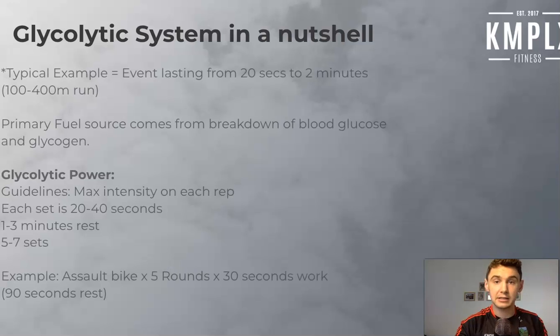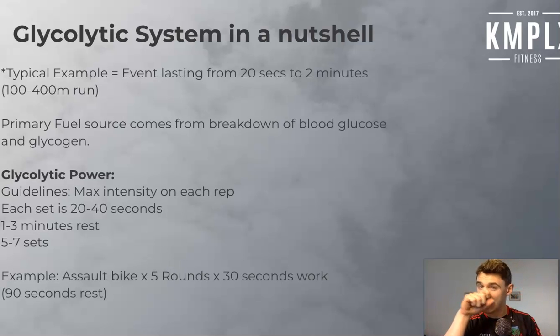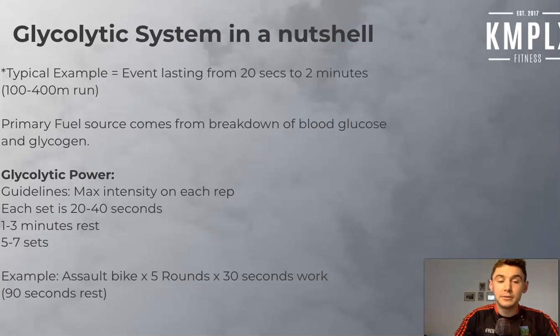Then glycolytic system in a nutshell. A typical example would be an event lasting 20 seconds to 2 minutes. So I like to say 100 to 400 meter run for a lot of people. Primary fuel source, again, we went through this, comes from the breakdown of blood glucose and glycogen. And this is stuff we touched on in introduction to energy systems, so that's something you can go back and look at. So glycolytic power training.